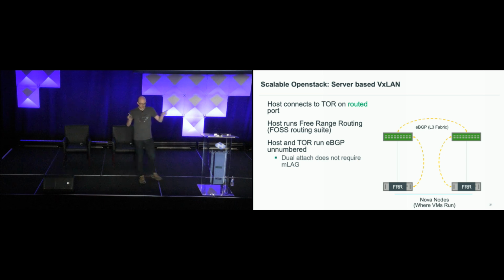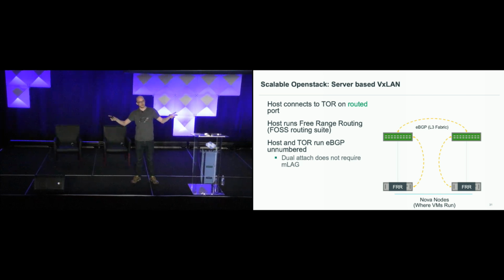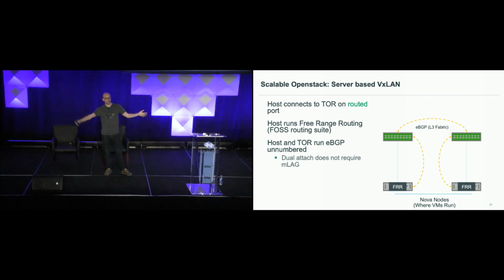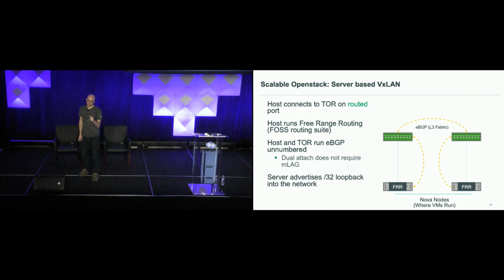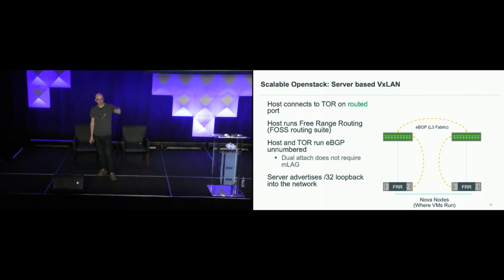And so I can dual attach and do ECMP routing. Or if for some crazy reason I want more than 2 top-of-rack switches, I could triple or 4x attach and really spread out that load across the switches, because I'm not limited by MLAG or VPC anymore. I'm only limited by routing. And then my server is going to have a /32 loopback IP, and I'm going to advertise that into the network. So every server gets one IP, I advertise that IP into the network.